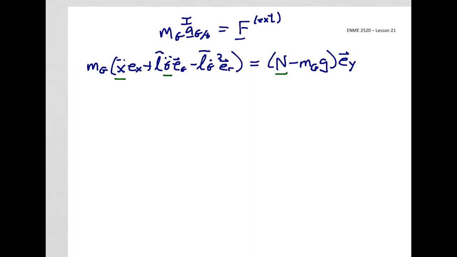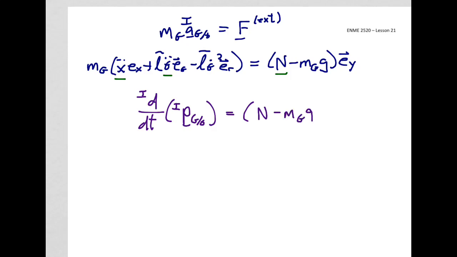The reason why is because this is equal to d/dt, as observed in the inertial reference frame, of the linear momentum of G with respect to O as observed in the inertial reference frame. And this is equal to (N minus mg) in the EY direction. You can see here that because there are no forces in the EX direction, so this is plus 0 in the EX direction, the time derivative of the linear momentum of the center of mass is equal to 0, so linear momentum is conserved in the horizontal direction.